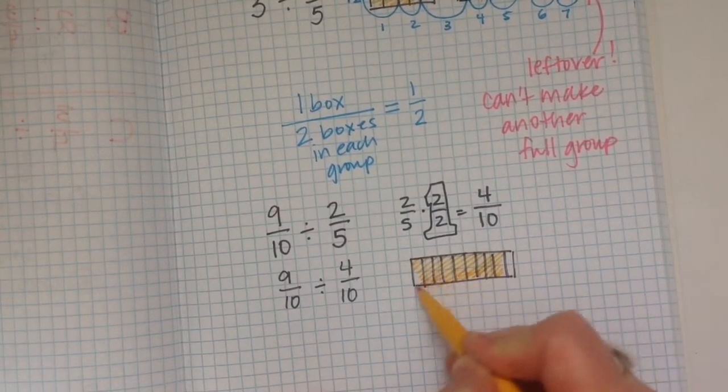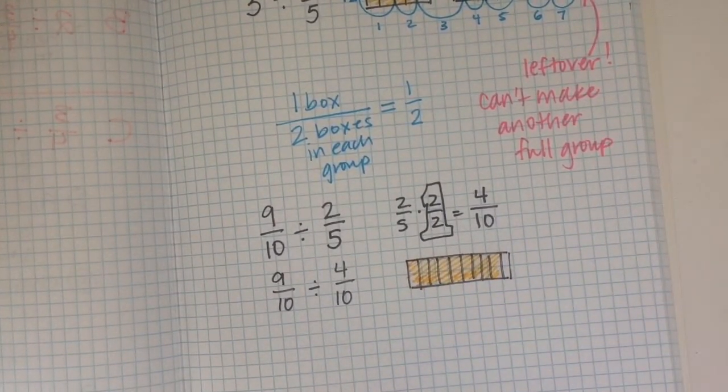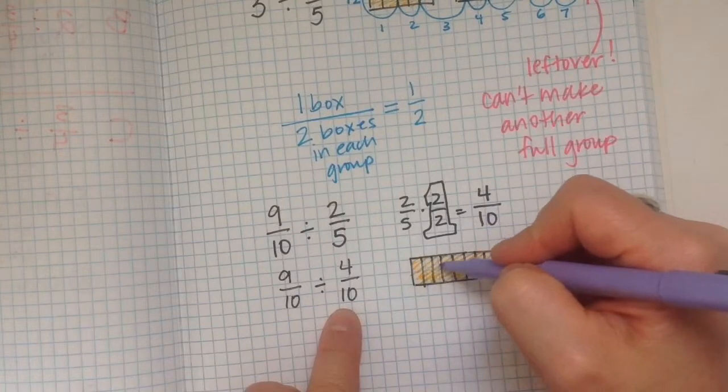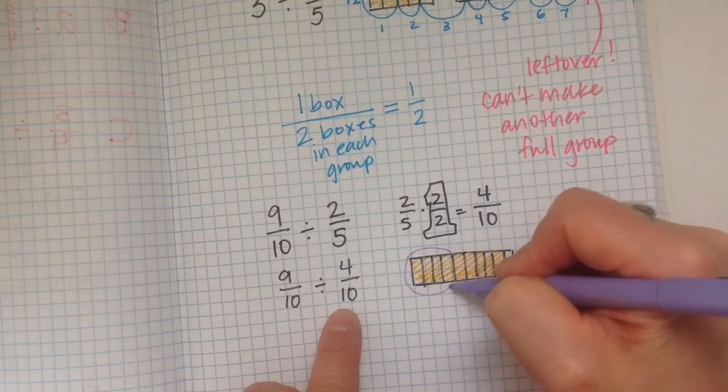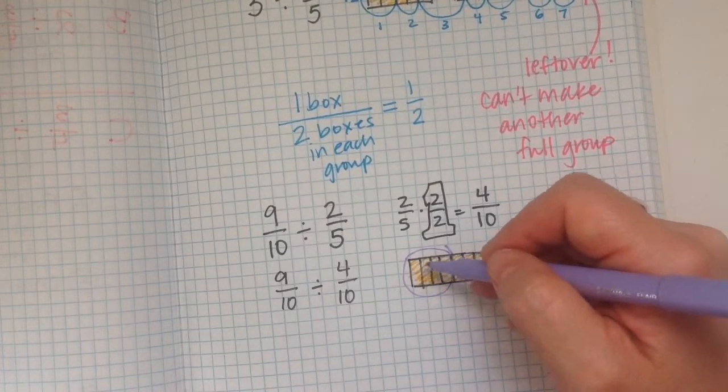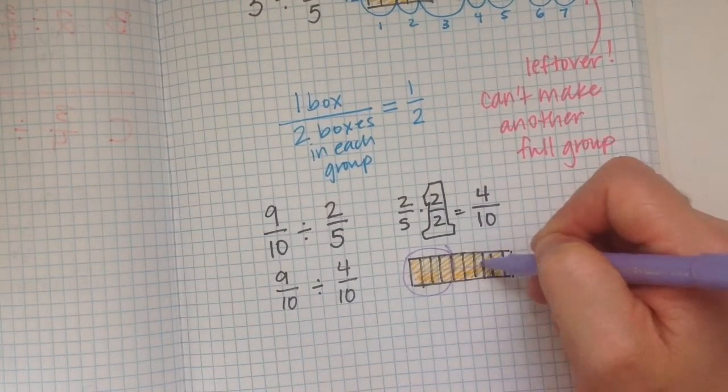So now I'm going to color in 9 of those tenths because I only have 9 of them. I want to make sure that that is a neat part of my model. And then I'm going to make groups of 4 of them. So 1, 2, 3, 4. It's really important to make sure that you count neatly and clearly. You don't want to get 3 or 5 in a group. 1, 2, 3, 4.